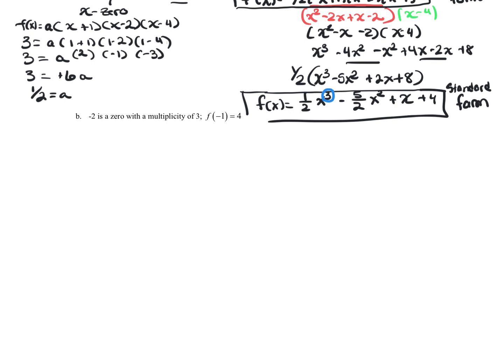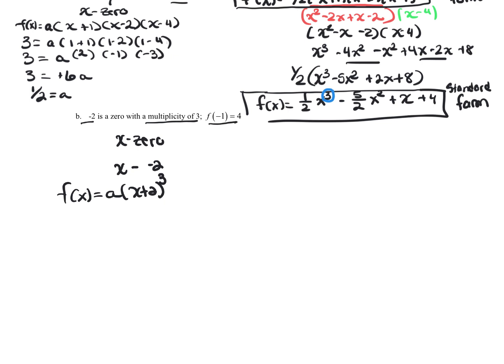Okay, this one says that negative 2 has a multiplicity of 3. So first of all, remember it's x minus whatever the 0 is. So I get x minus negative 2. It makes an x plus 2. And the word multiplicity means what the power is on this factor. So my multiplicity is 3. So I have f of x equals a times x plus 2 cubed.